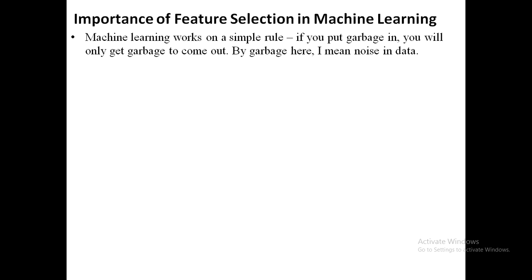So it is very important to select a set of important features, because in machine learning, if you put garbage in, you may get garbage out. Here garbage means the noise in the data. So in general, a data set may have a lot of noisy data, and also many of the attributes may be collinear and sharing redundant features.